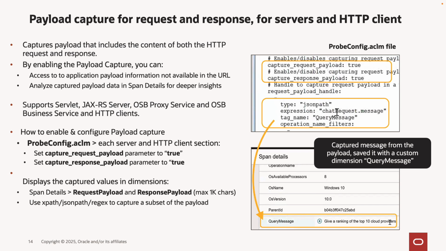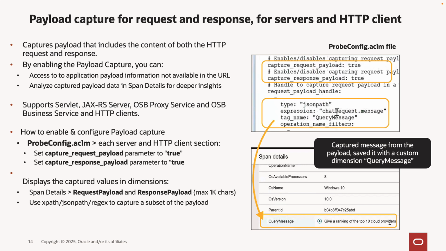To enable payload capturing, open the probe config file in the agent installation directory and set the request and response payload capture parameters to true. You can see the captured payload information in the span details view. The captured data is limited to 1000 characters, but you can extract specific portions of the payload using XPath, JSON path, or regular expressions.